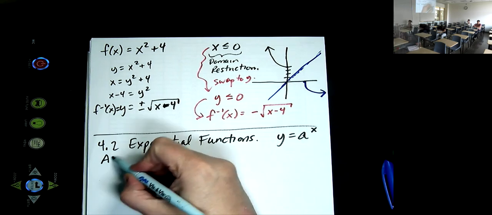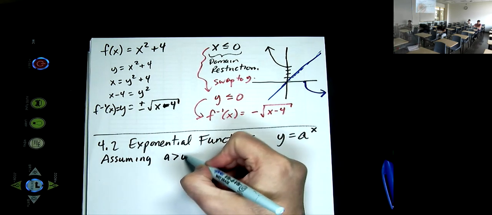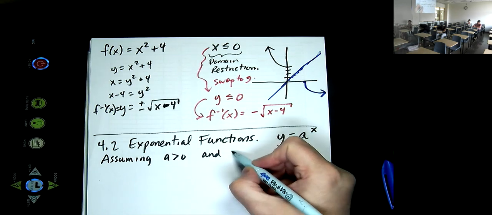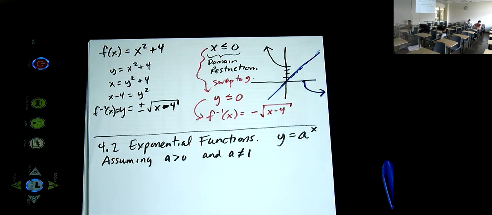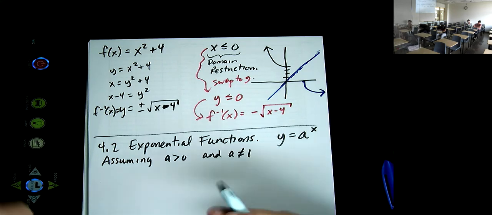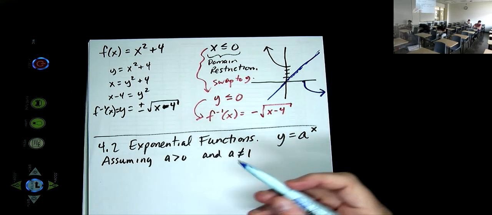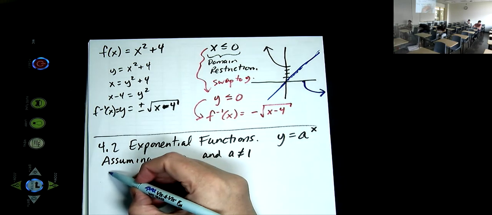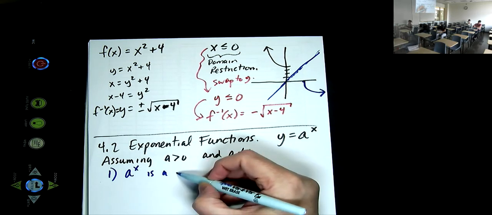Assuming a is greater than 0, and a does not equal 1, because a equaling 1 is boring. 1 to the x is just a bunch of ones, right? This actually has a few properties. Property 1, a to the x is a real number for all x.